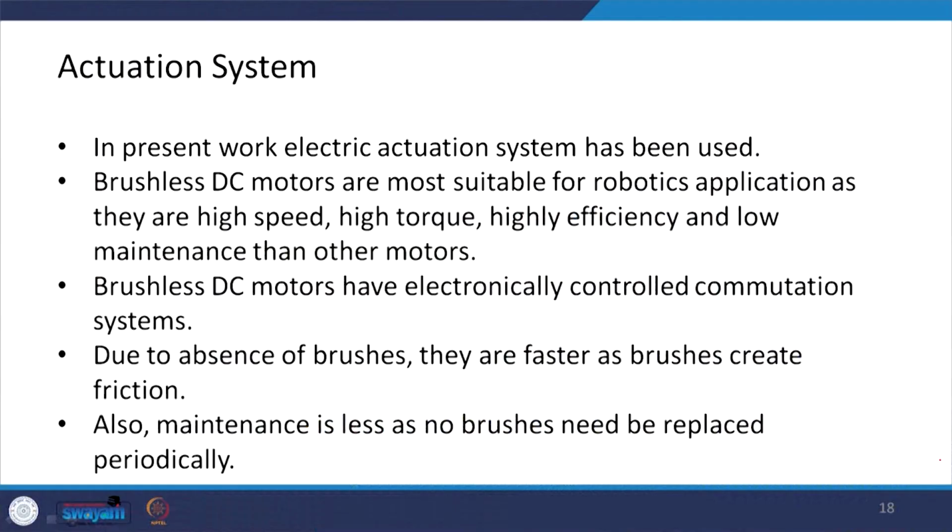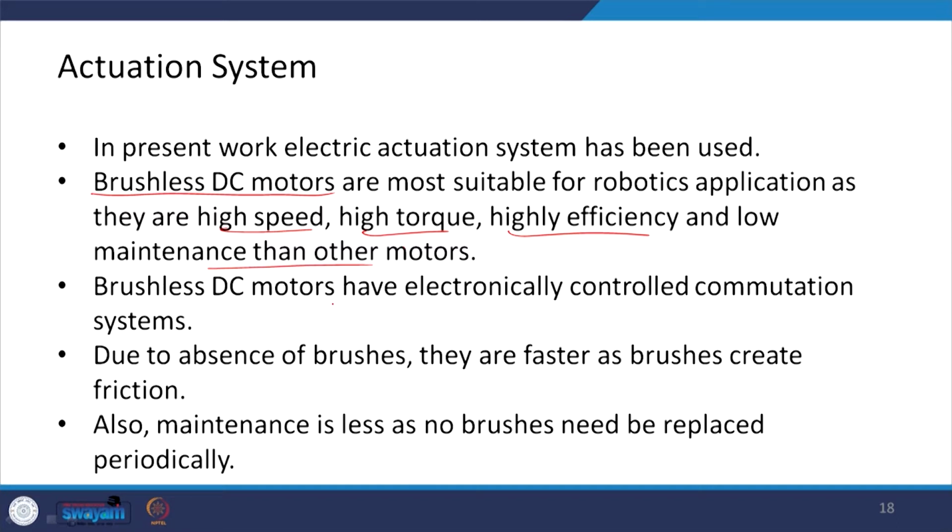So, next after the calculation of the torque, the next task was the selection of the actuation system. We wanted to make it compact, so we went with the electrical actuation system, and for that we used the brushless DC motor, most stable for robotic application, as they have high speed, high torque, high efficiency and low maintenance than other types of motors.